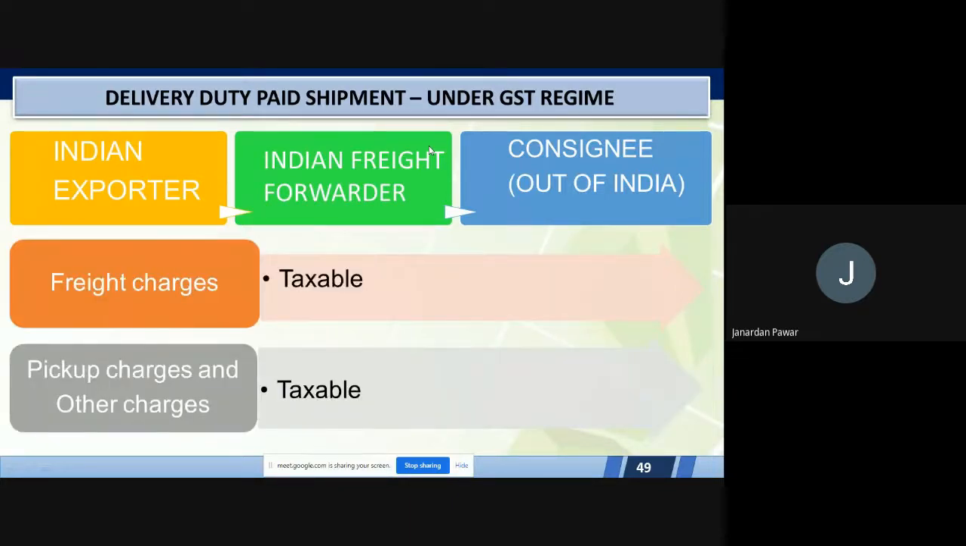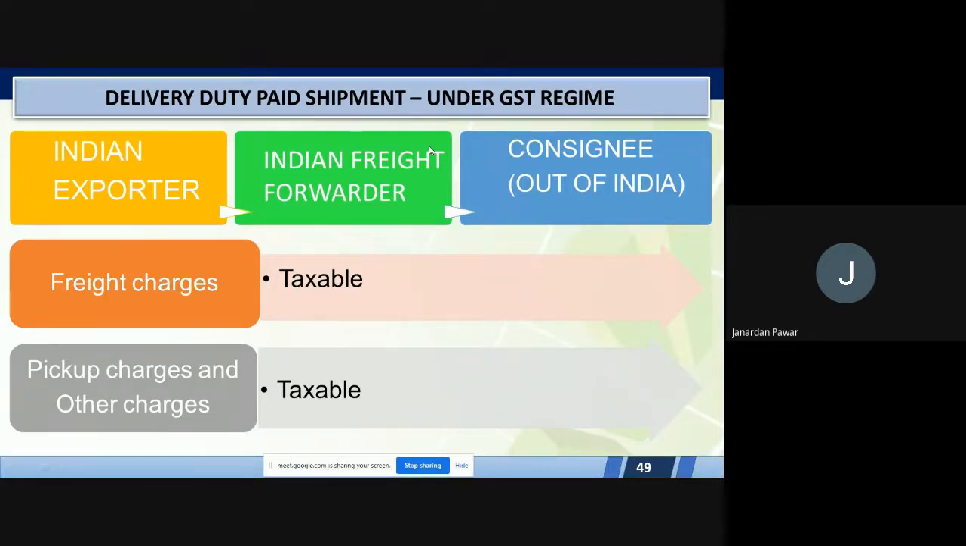This is the GST regime, and if you have observed carefully, you can understand the difference. I think the first three points are the same. The Indian exporter was there, and here also. The Indian freight forwarder was there, and it is also here. The consignee was there, and the consignee is also here, out of India. So India exports the goods to a foreign country. There is one person who plays the role of intermediary, called the forwarder. Then the consignee takes the delivery on behalf of the exporter, and does the rest of the work on behalf of the exporter. So these three points were the same as in the service tax regime. I hope you have remembered what I told you in the last slide.